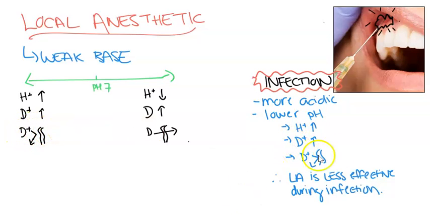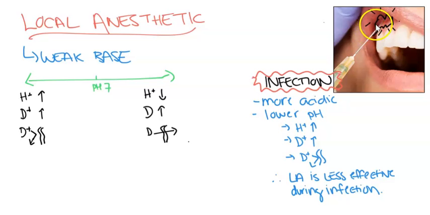Because it's bulky, it's not going to go through. And because it's not going to go through the lipid membrane, it's not going to go through the cell, the local anesthetic is actually less effective during infection. It's not going to work in the infection area. So anytime you have an infection, local anesthetic is not as effective because the drug is not going to pass through the cell membrane and work. So keep that in mind.